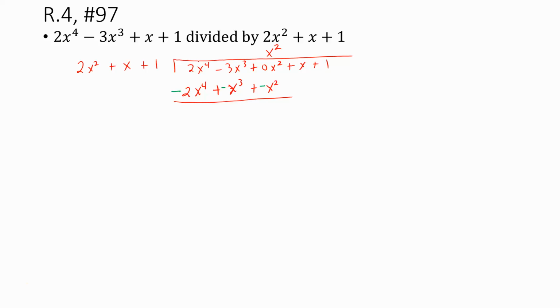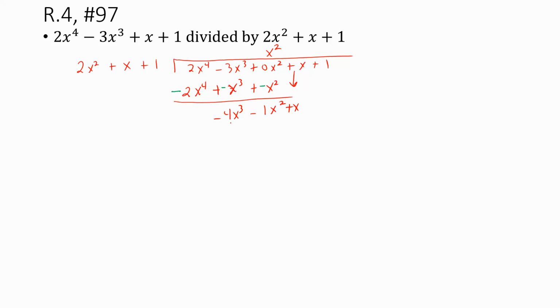So now I have 2x to the fourth minus 2x to the fourth. They cancel out. Negative 3x to the third plus a negative x to the third, or minus x to the third, gives me negative 4x to the third. 0x squared minus 1x squared gives me negative 1x squared. And bring down the next term. And then start the process over again.